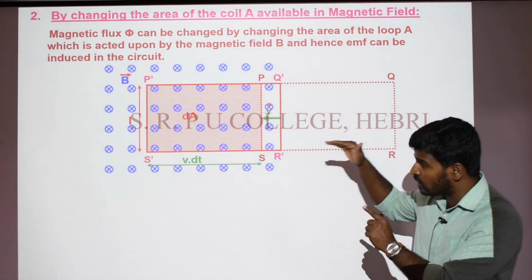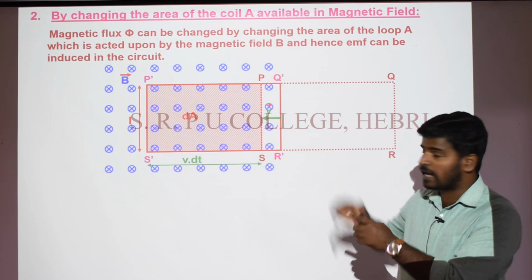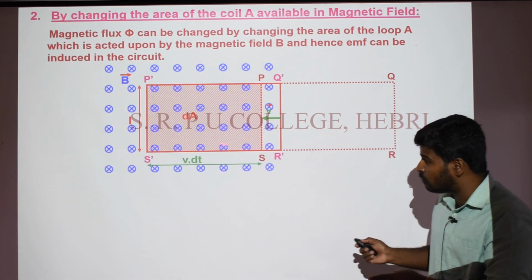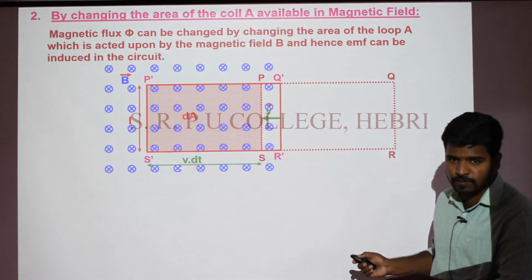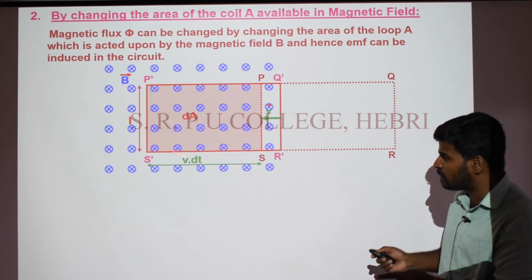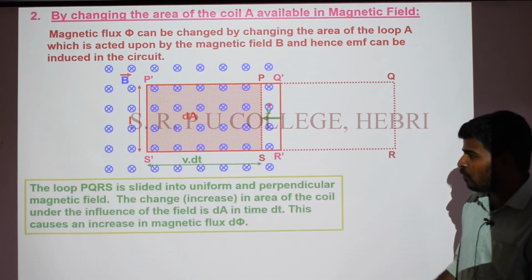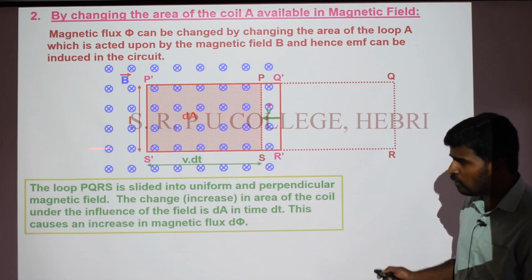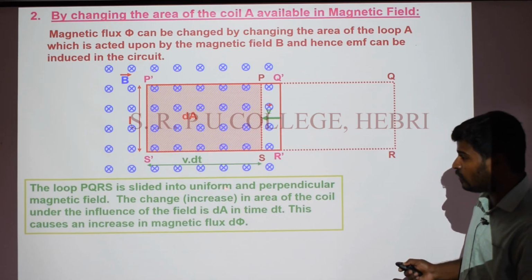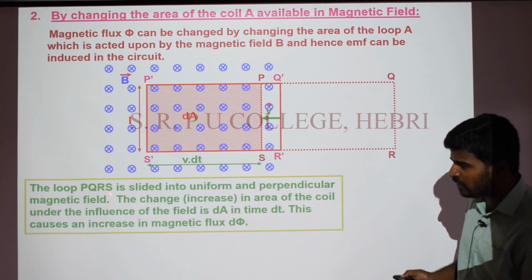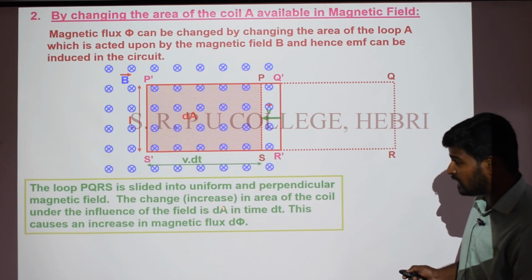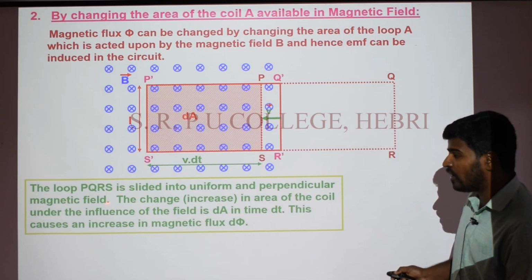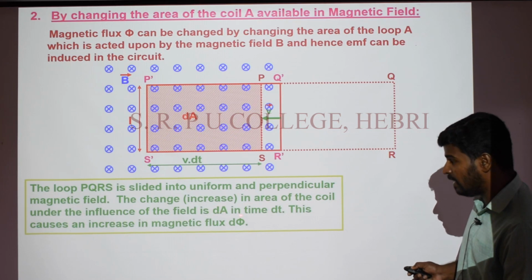When the loop is moved in the magnetic field perpendicular to the direction of the magnetic field, the length of the loop is perpendicular to the magnetic field. Therefore, the distance moved by the loop in a uniform magnetic field, with the velocity term, is expressed by V times dt. Therefore, the loop PQRS is slided into the uniform field, perpendicular to the magnetic field. The change, which means the increase in the area of the coil, is expressed by dA under the influence of the field in a time dt.